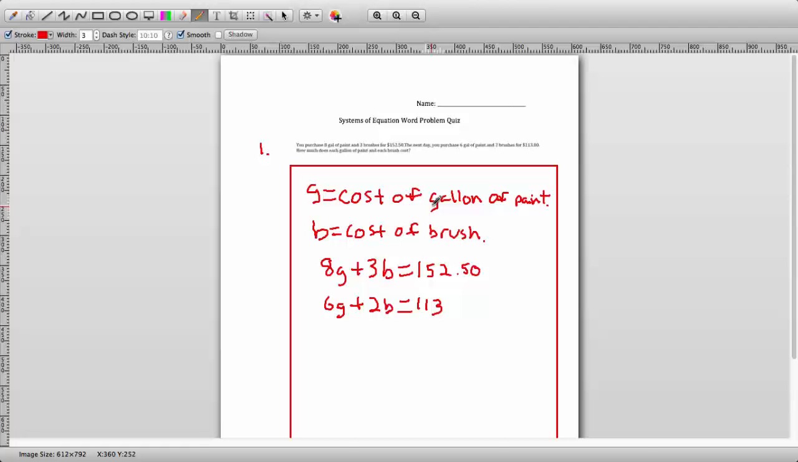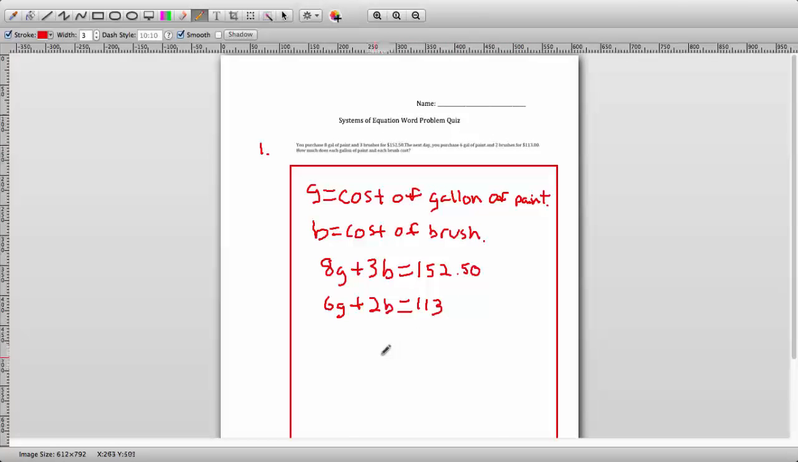Alright, our step one is to define the variables. We're looking for how much each gallon of paint costs and each brush costs. So I've let G be the cost of a gallon of paint, B be the cost of a brush. I need to now write my system. A system is 2 equations. We see that 8 gallons and 3 brushes is $152.50. 6 gallons and 2 brushes is $113.